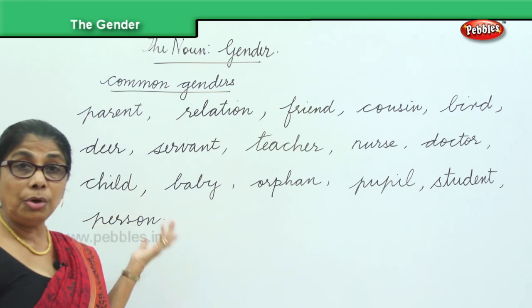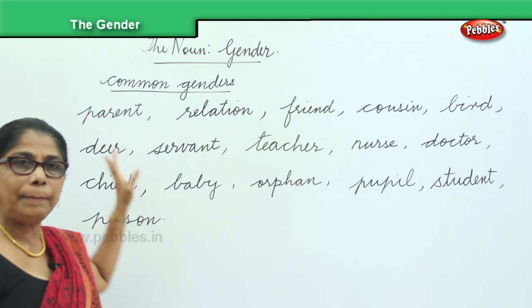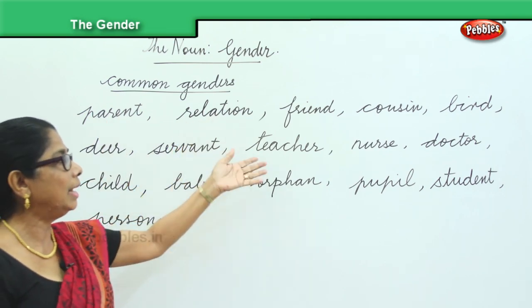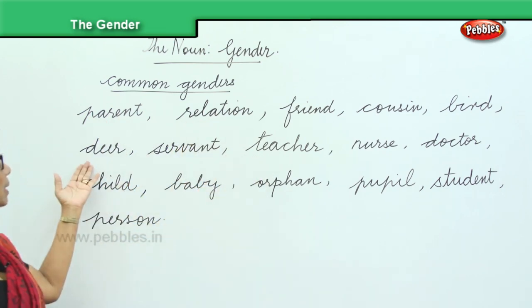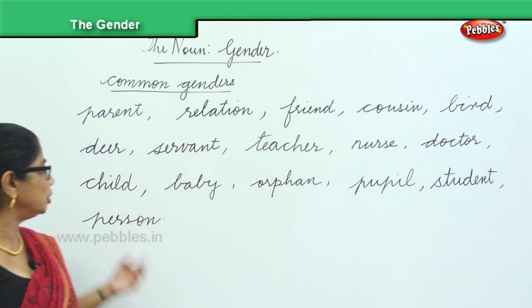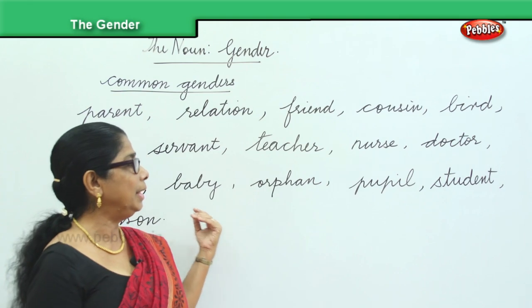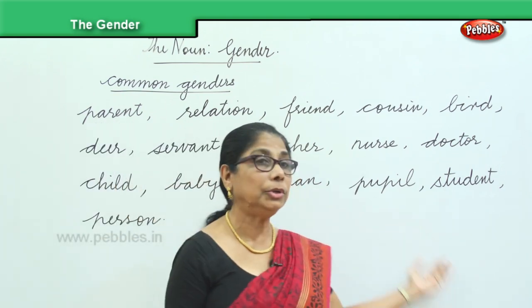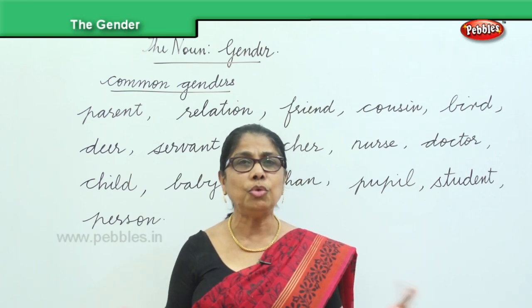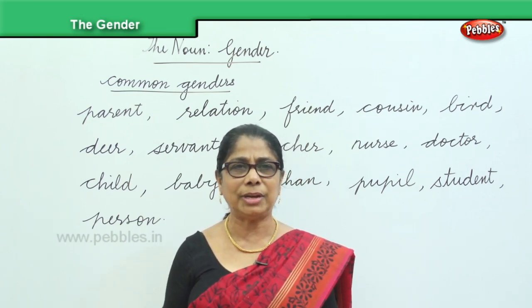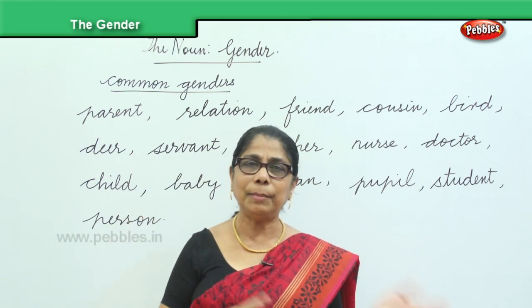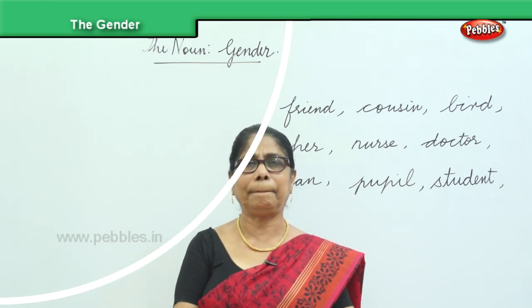You do not know girl or boy, but you simply say parent or one of the parent. Relation, friend, cousin, bird, deer, servant, teacher, nurse, doctor, child, baby, orphan, pupil, student, person. When you refer to any of these, they do not have masculine or feminine gender. You can use anything. It's common either for male or female.